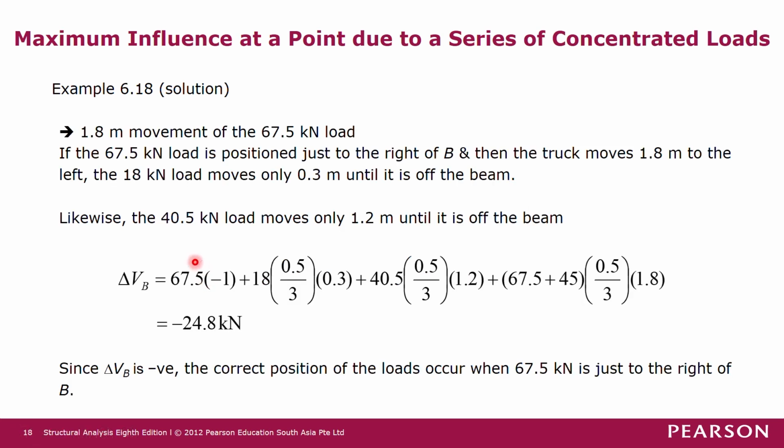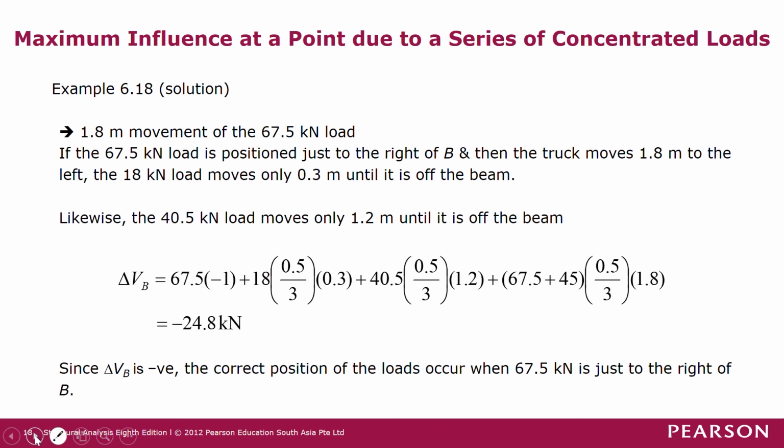So in this case, the 67.5 kilonewton force will experience a jump of -1. And then again, it moves on the positive slope by 0.5 over 3 times 1.8 meter. And then we look at what happens to the 18 kilonewton force.